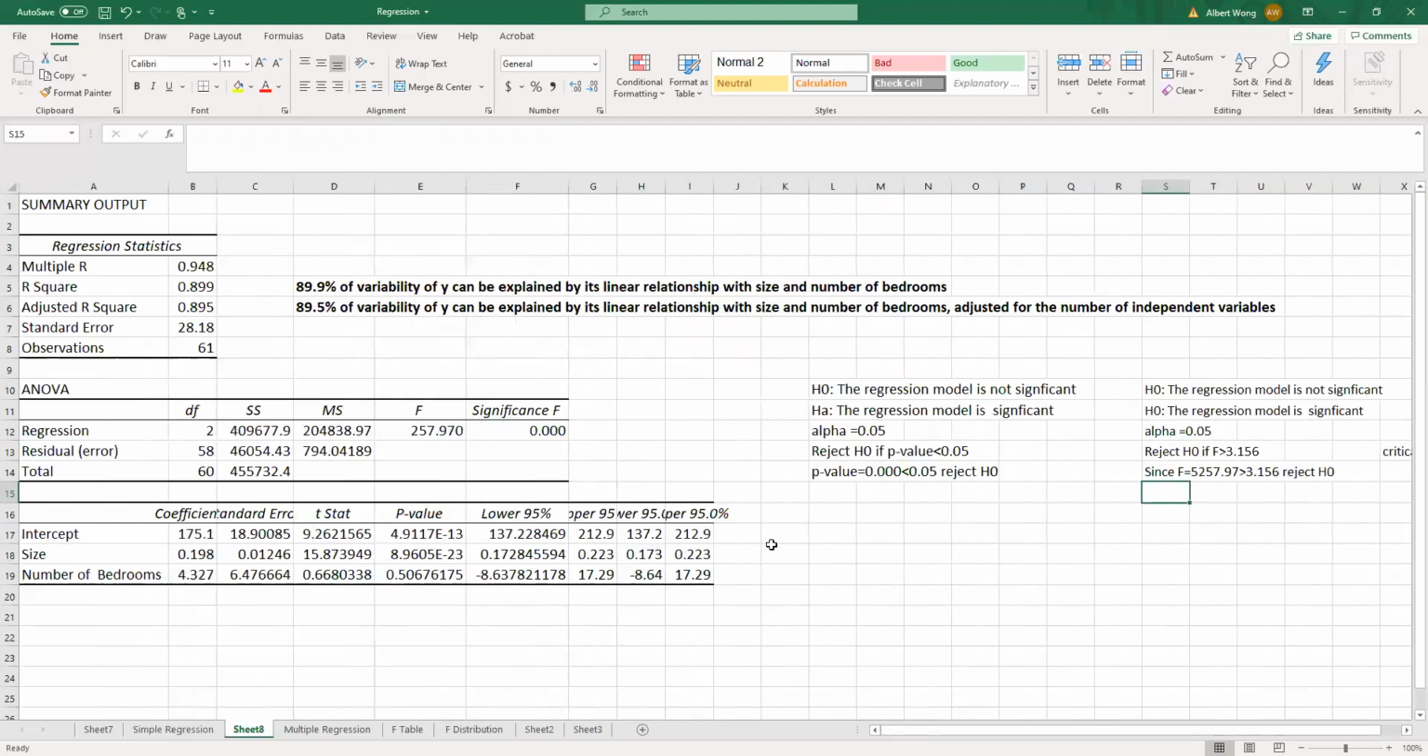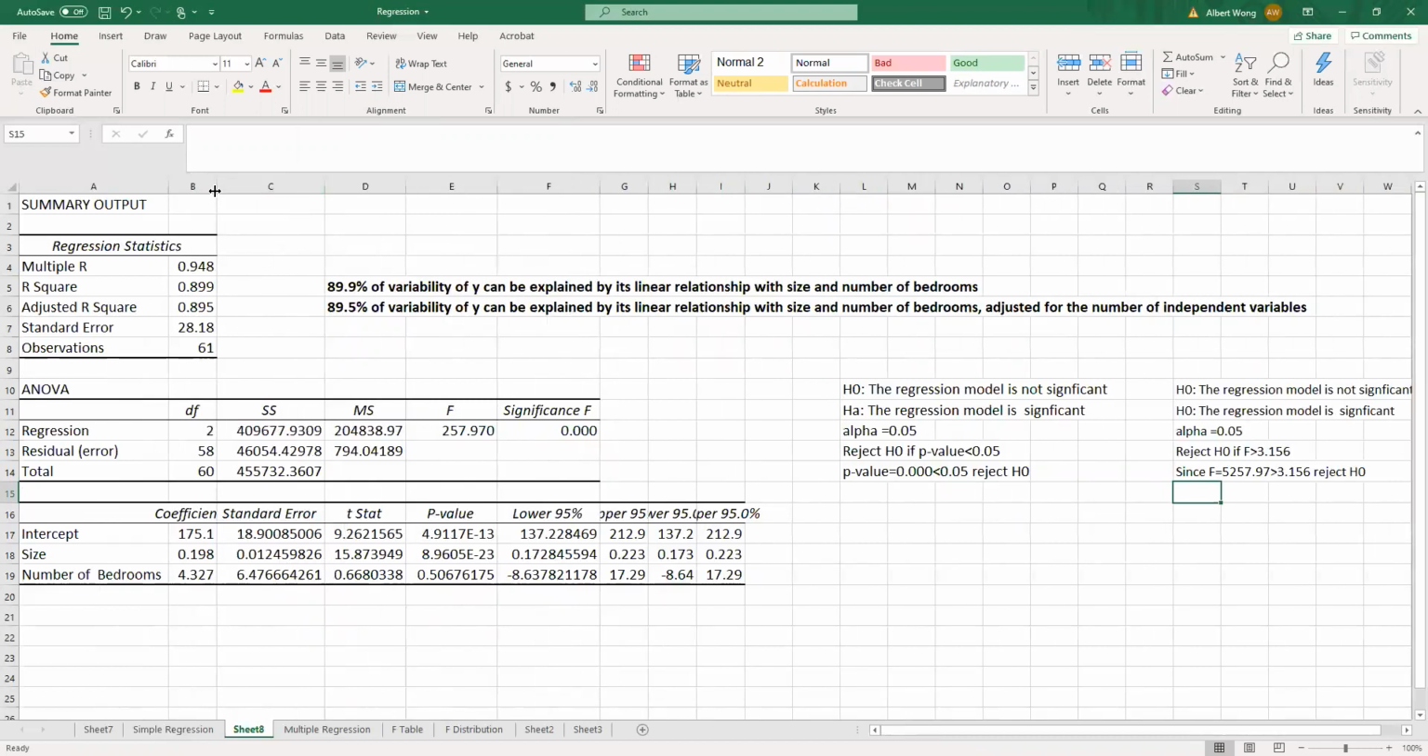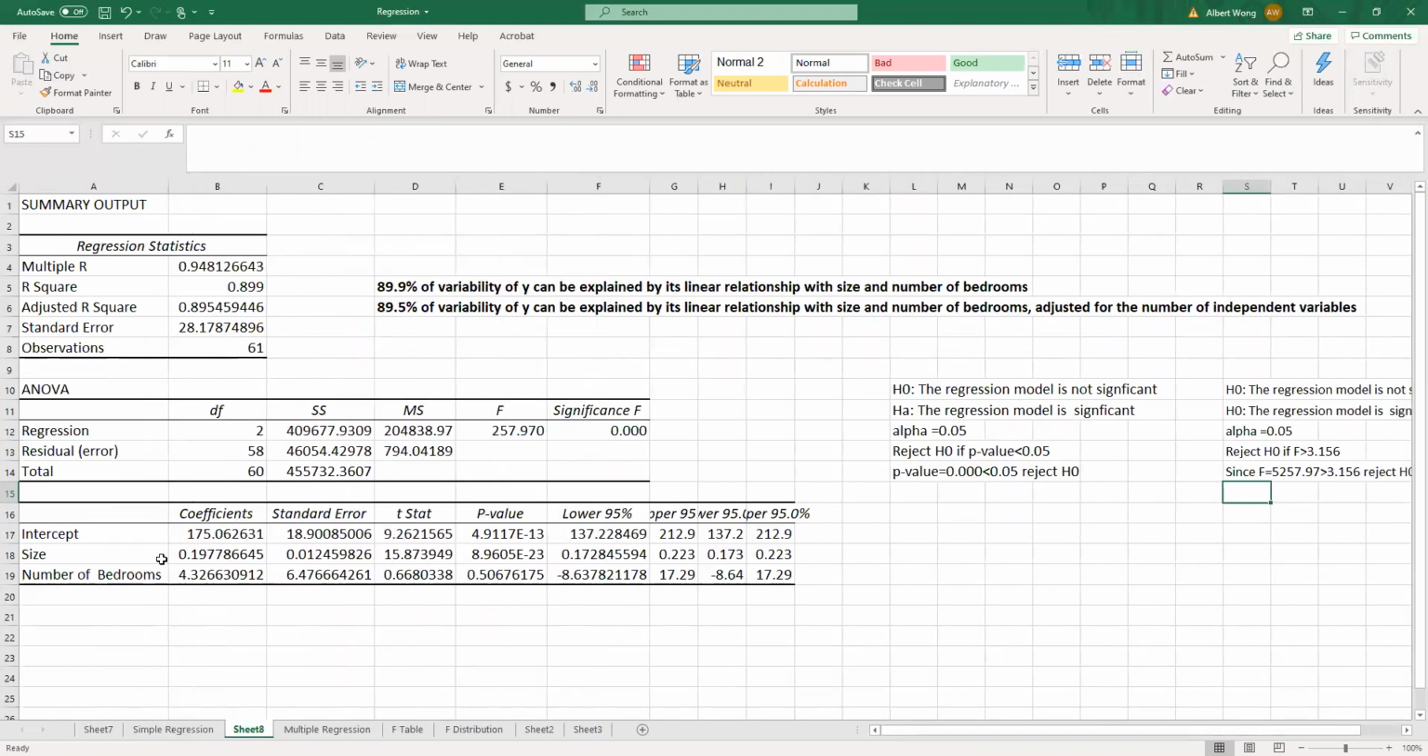Now, the remaining work is for us to look at the individual variables. Unlike the simple regression scenario where we only have one independent variable, here we have two independent variables. One is called size and one is called number of bedrooms. If the overall model is significant, we actually have three scenarios, right? We can have both independent variables significant, or size significant but number of bedrooms not significant, or number of bedrooms significant but size not significant.